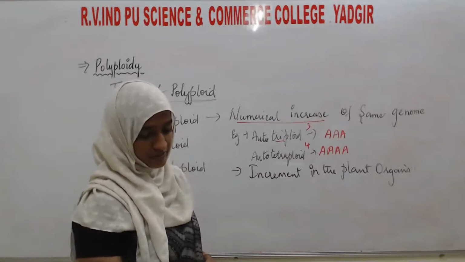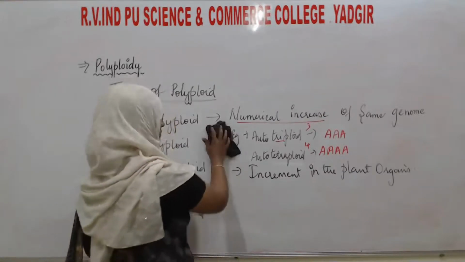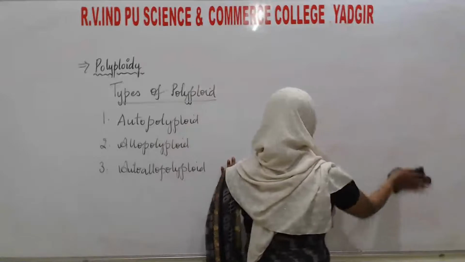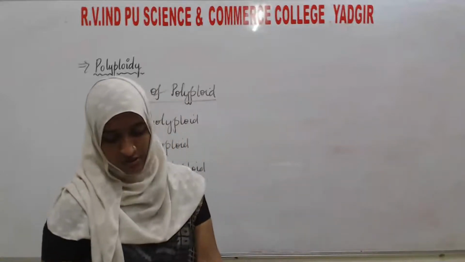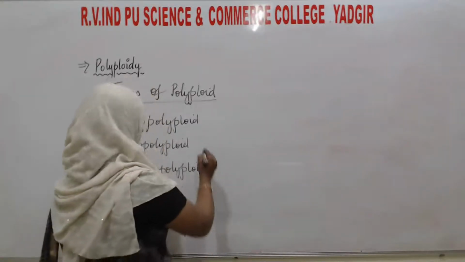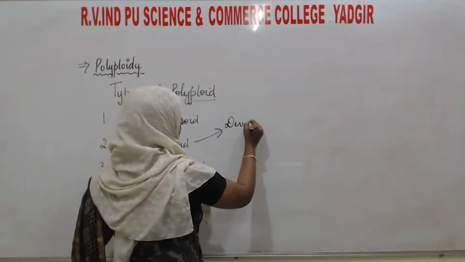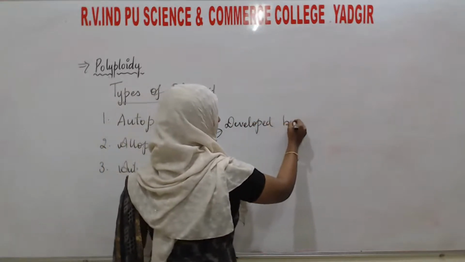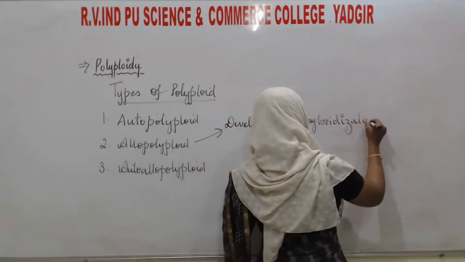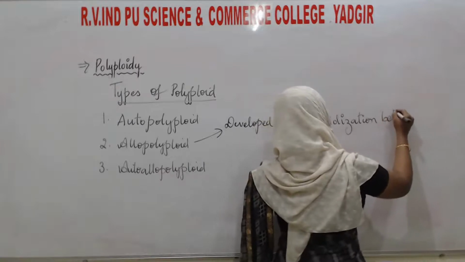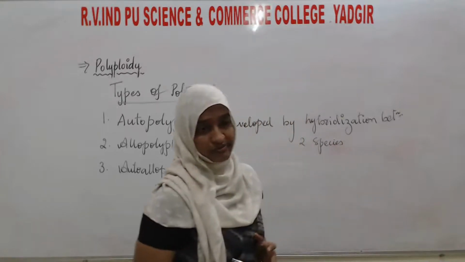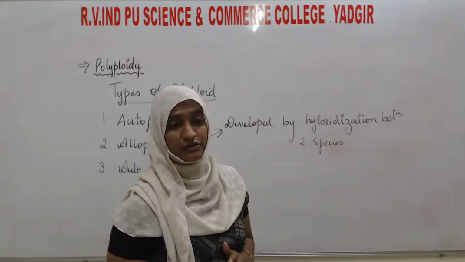Next we will see about the second type, allopolyploidy. Here, this is developed by hybridization. Allopolyploidy is developed by hybridization between two species. If hybridization is going to take place, see how this allopolyploid is going to develop.